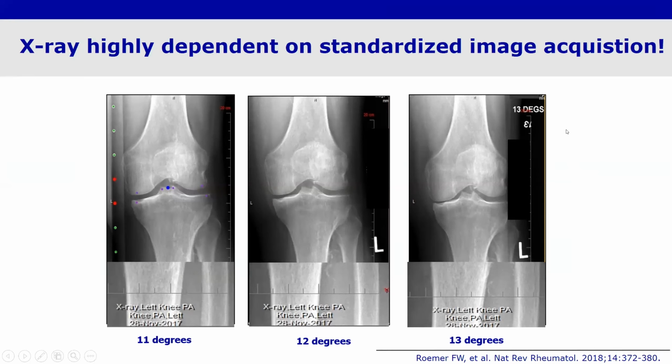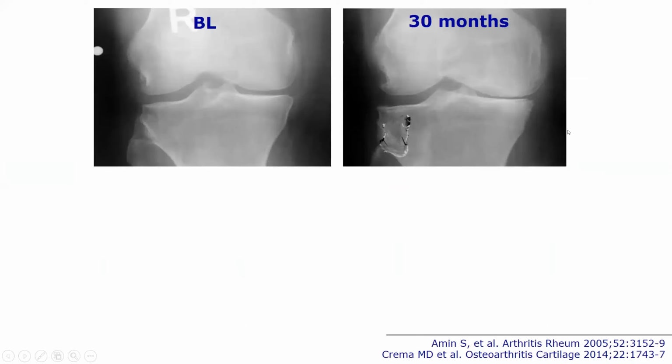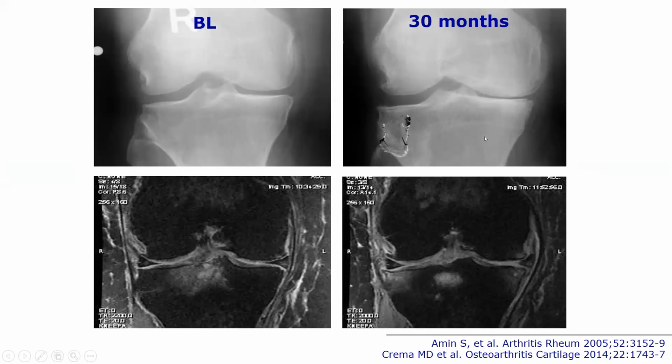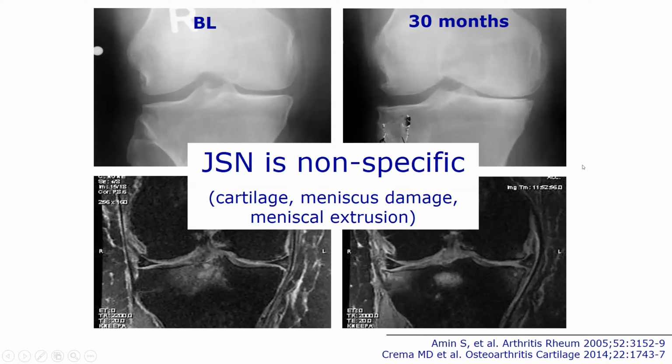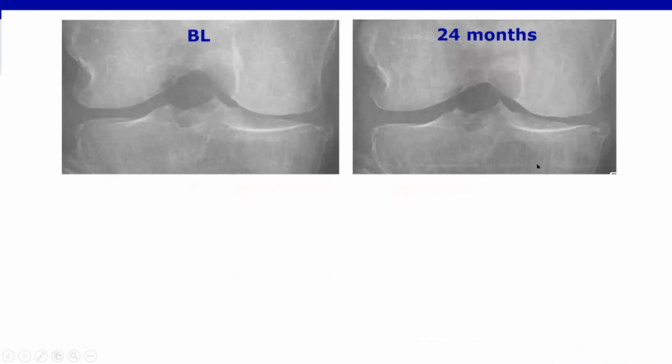And of course, it's not only the position and technical errors that may lead to confusion. Of course, X-ray only shows you bone, and the joint space is an indirect measure of 2 joint tissues, which is the meniscus and which is cartilage. And meniscal extrusion, as you can see here on the right-hand side on the bottom row, is markedly responsible for joint space loss in this case. So it's non-specific, and probably some of you have seen these slides before.